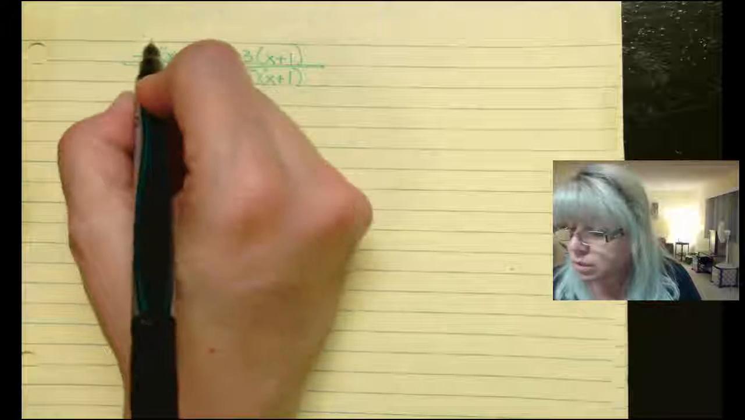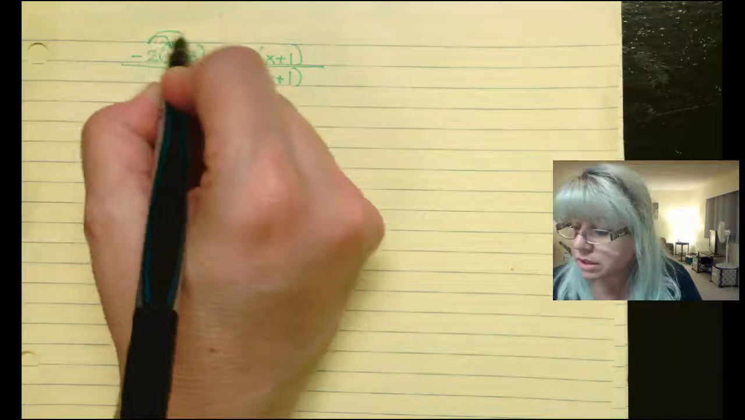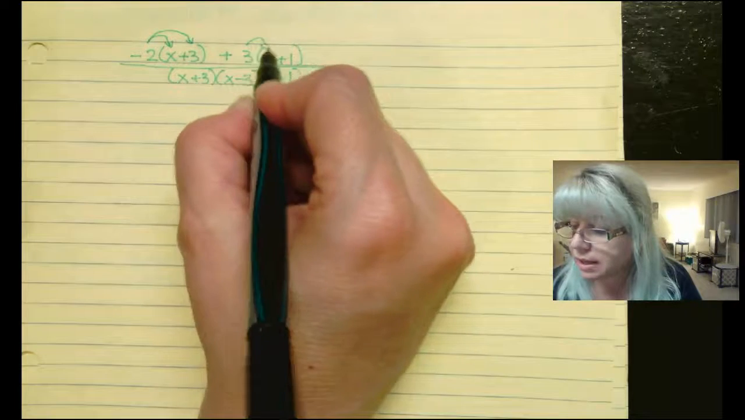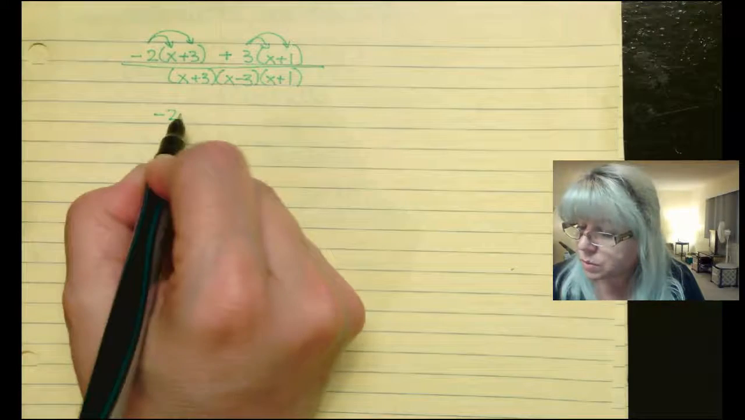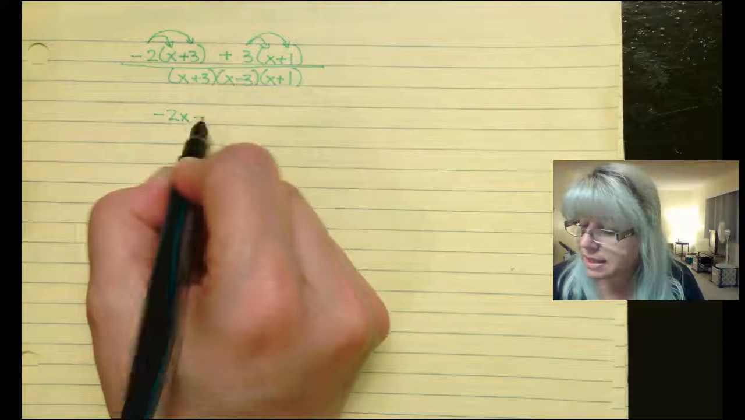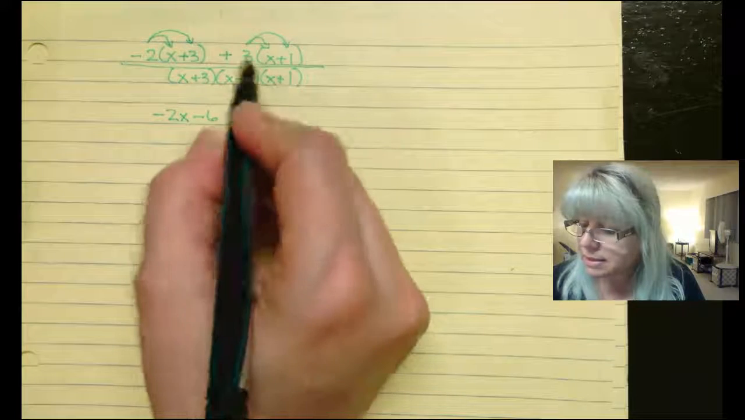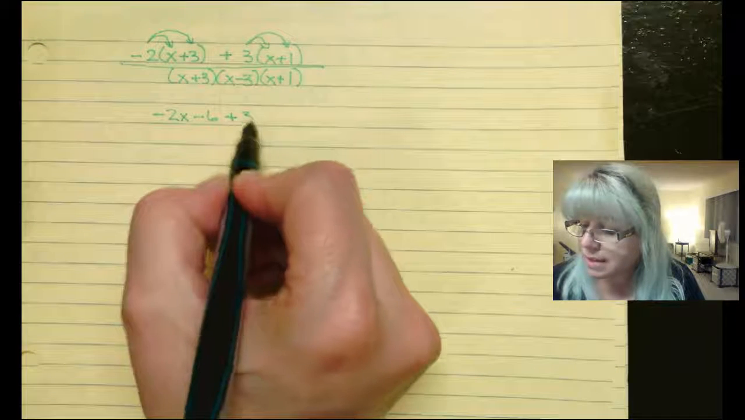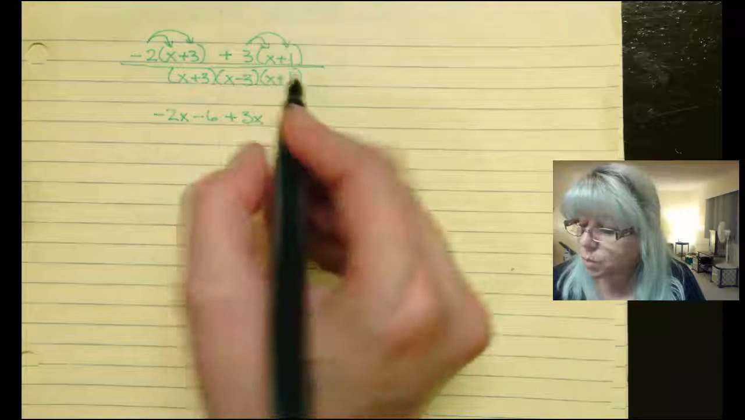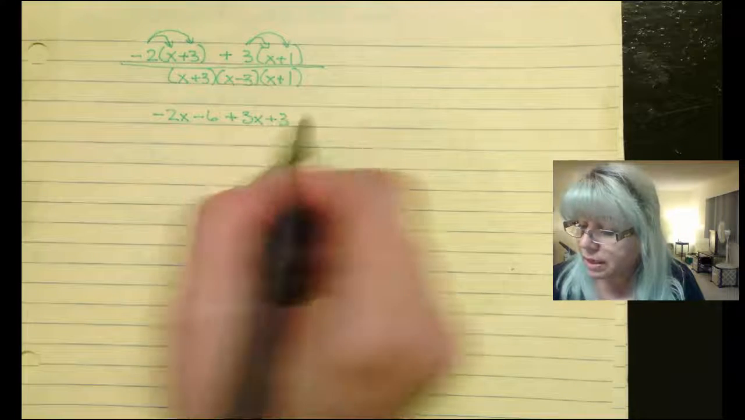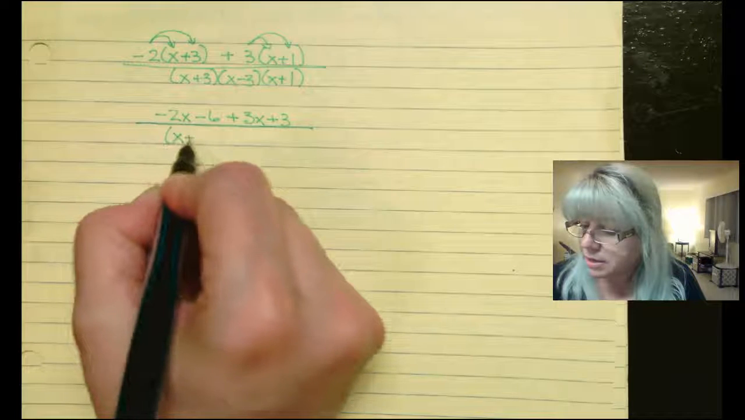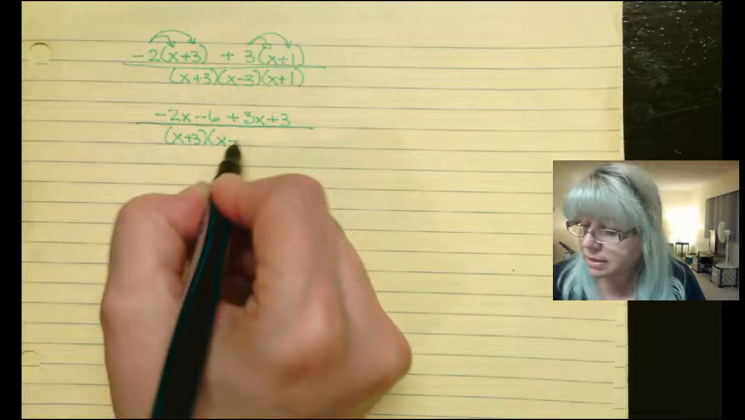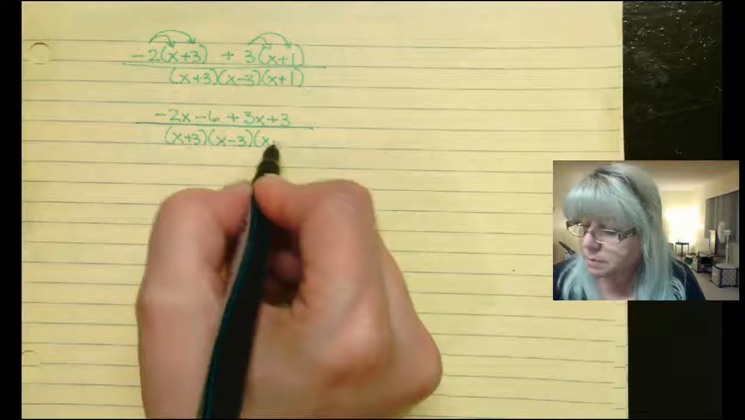I'm going to do the distribution of the -2 as well as the 3. -2 times x is -2x. -2 times 3 is -6. Plus 3 times x is 3x. 3 times 1 is 3. All over x plus 3, x minus 3, x plus 1.